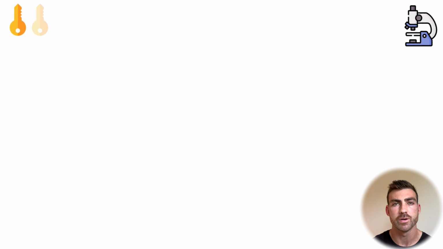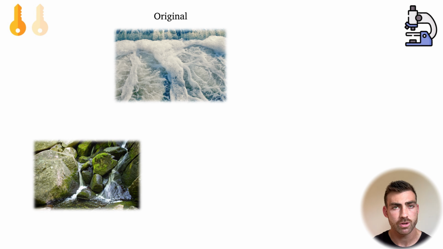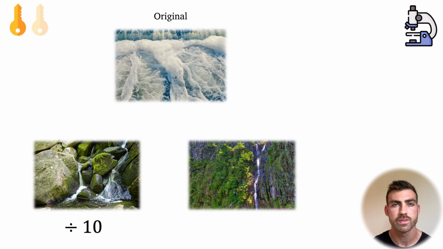Let's now look at the reverse. If we started with this original image and decreased the power of the microscope, this is like dividing by 10. If we go further, this is like dividing by 100. Numbers also become smaller once you divide.